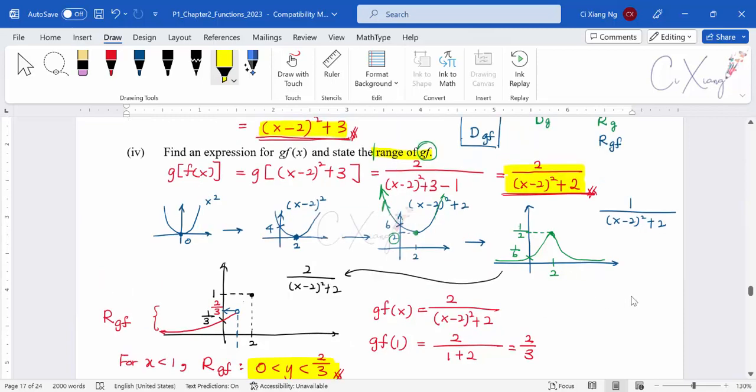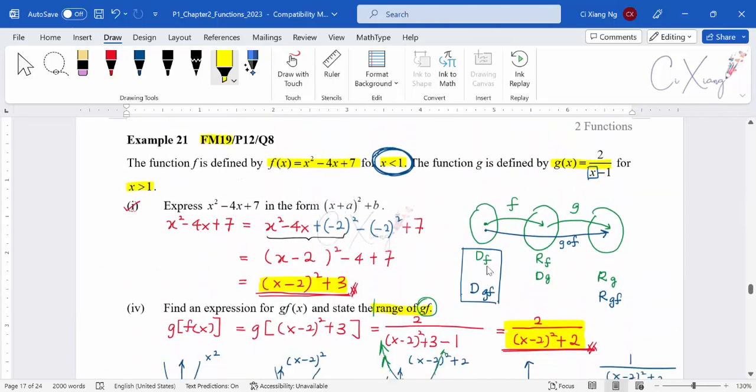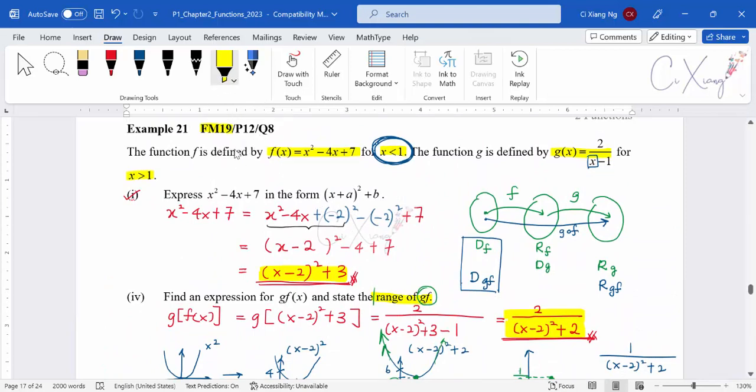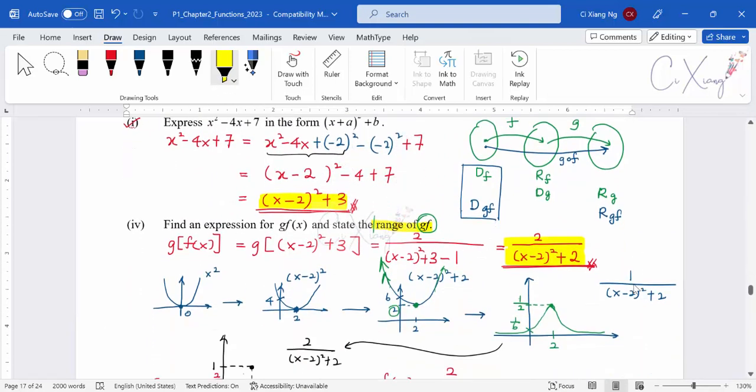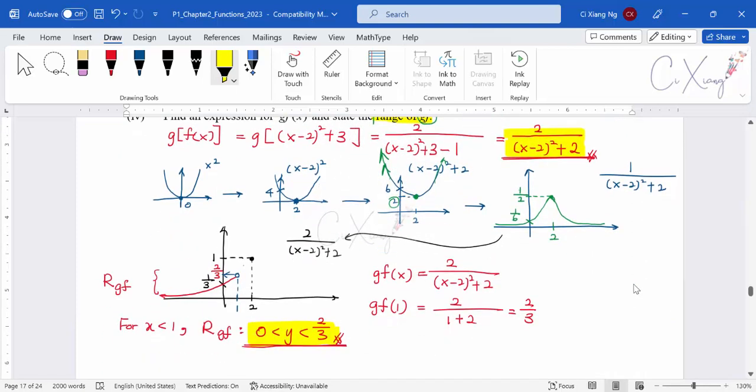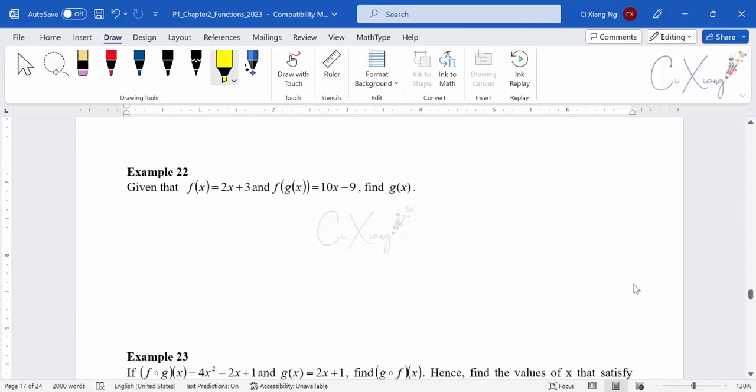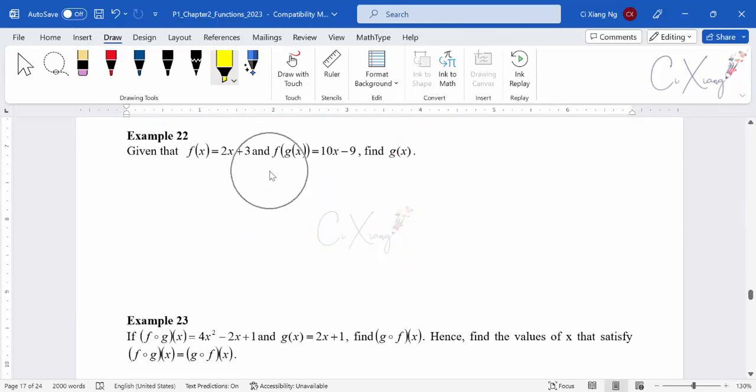Okay, alright, so this is one of the examples which came out quite recently. So it will be good if you know how to answer this kind of question. Alright, okay, so if no problem, then we will continue to example 22. So the next example, example 22 and also example 23, right?